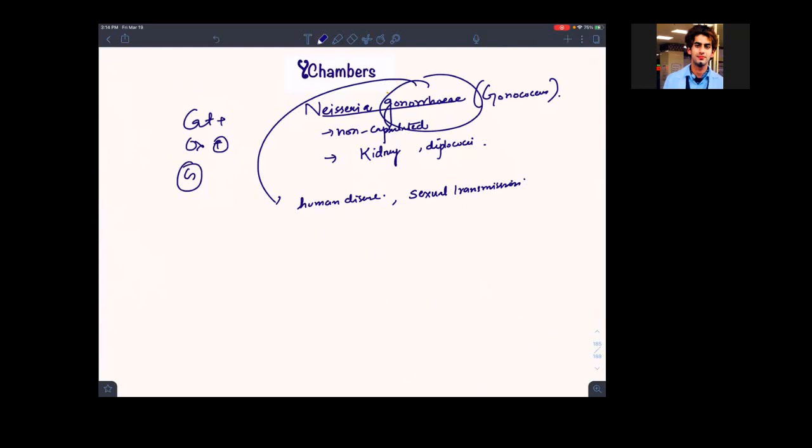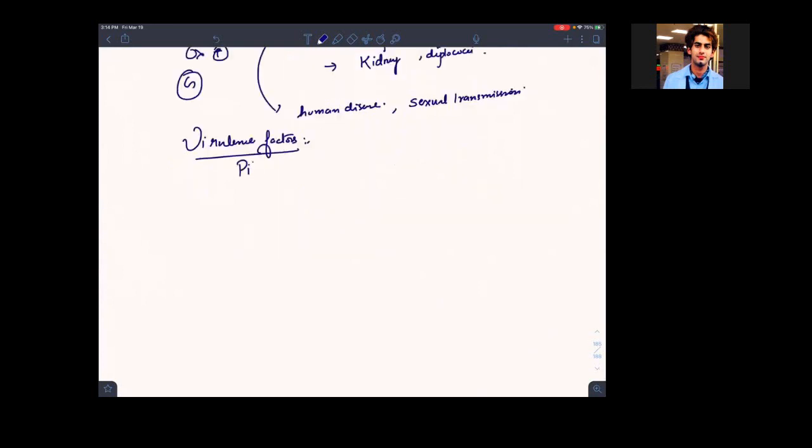Now, what are the virulence factors it has? First, I will tell you the virulence factors, then we understand the disease. It has pili, or you can say fimbriae. It is helping in adhesion, and will finally inhibit phagocytosis.